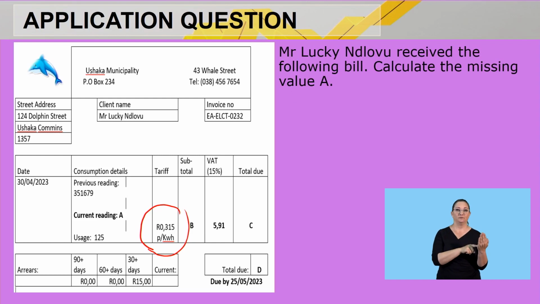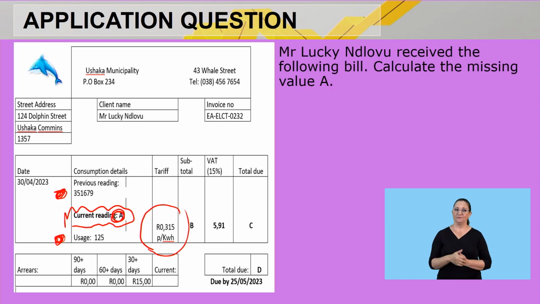Let's look at the questions. Mr. Lucky Ndlovu received the following bill. Calculate the missing value A. Now, the missing value A is here by the current reading. So, what do we know happens with the meters? The previous reading and the current reading are compared to get the usage. On this account, they give us the previous reading and the usage, and the unknown is then the current reading.